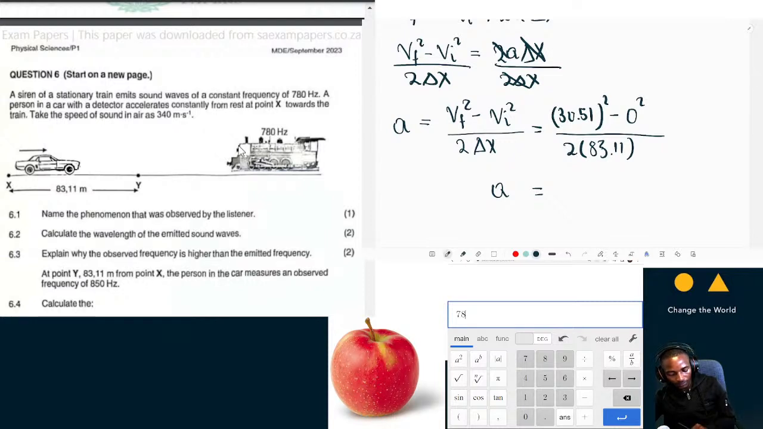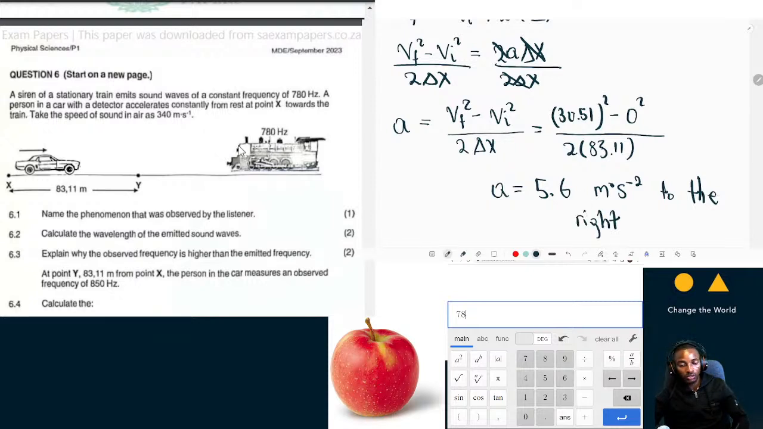So the acceleration of the car will be 30.51 squared minus 0 squared, so 0 squared is 0, divided by 2 times 83.11. So the acceleration should be equal to 5.6 meters per second squared to the right. Yeah, that's it.